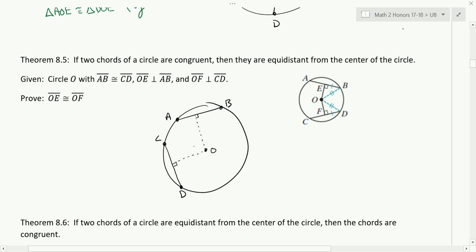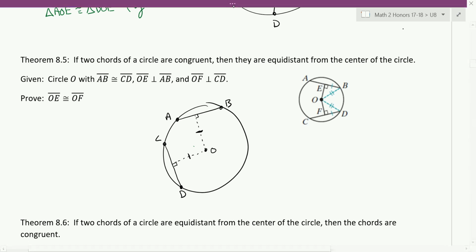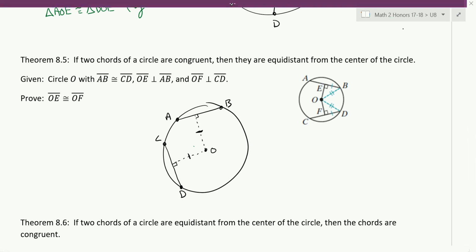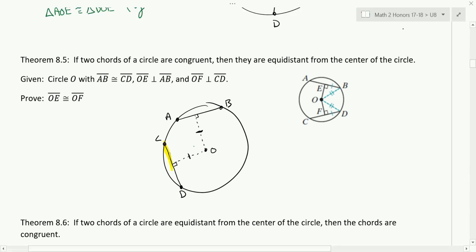And so what we need to show is that if two chords are equidistant from the center, so if this distance here is the same as this distance here, if two chords of a circle are congruent, I'm sorry, no, we don't know that yet. We want to show that. We know the two chords are congruent. I read it wrong. So we know these two chords are the same length. We want to show that the distance from the center is the same.